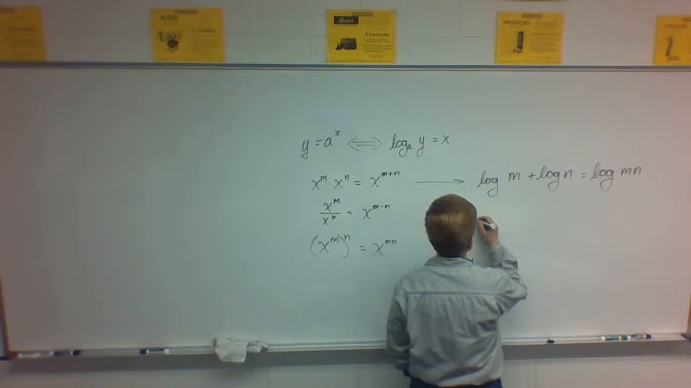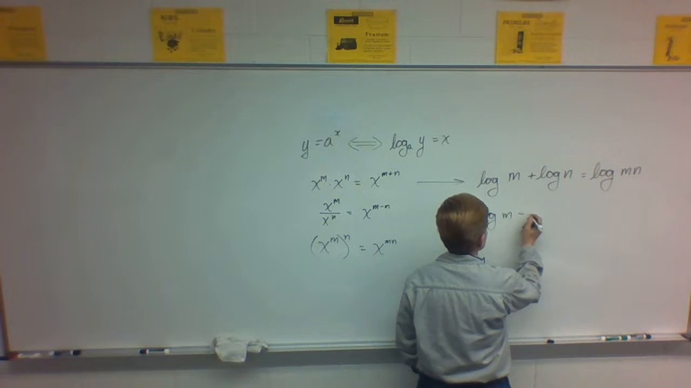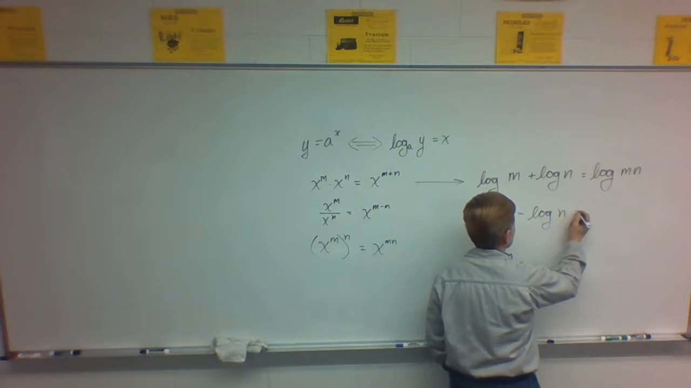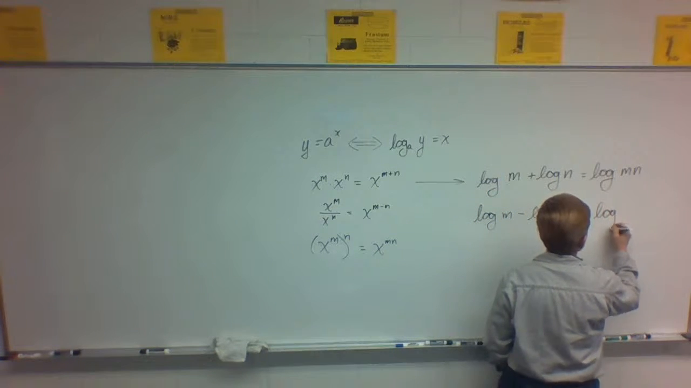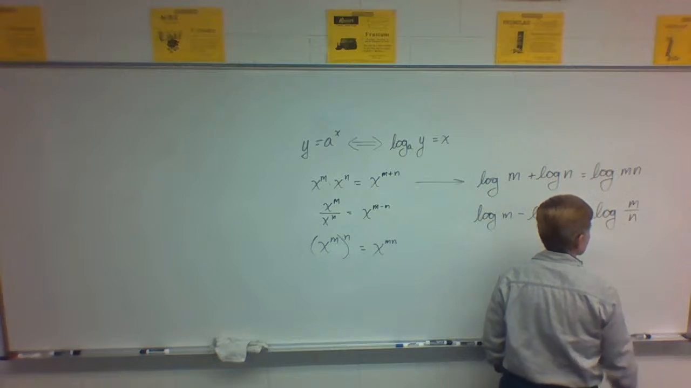How do you suppose this behaves then? If I have the log of m minus the log of n. Log m over n. Yeah, one log of m over n. Positive 1 over negative 1.